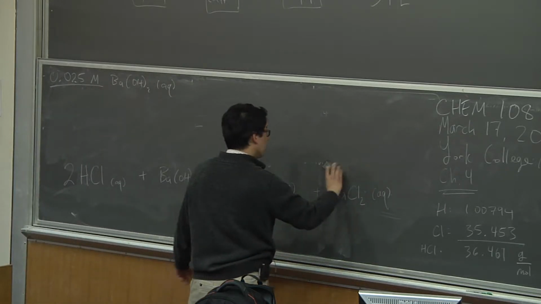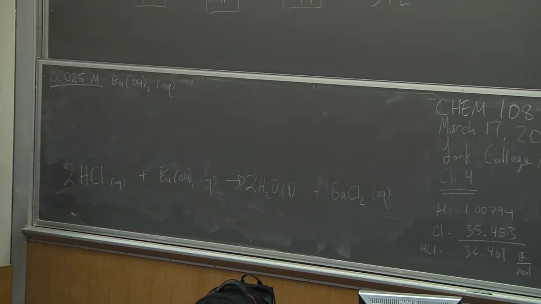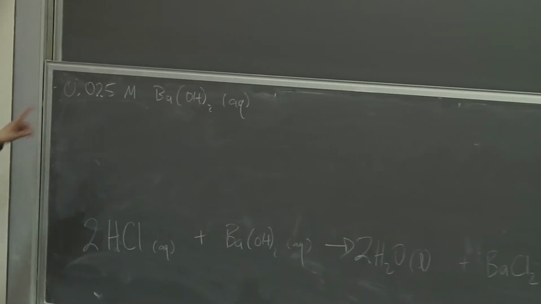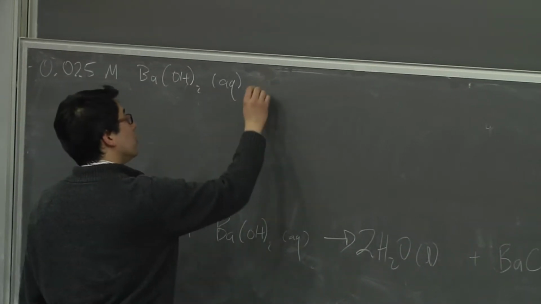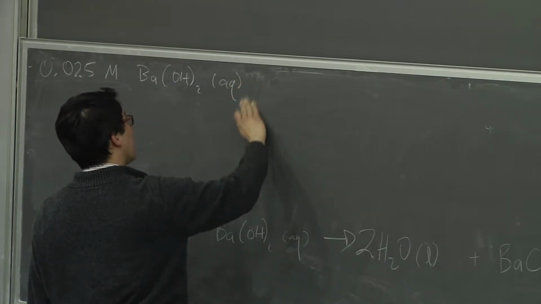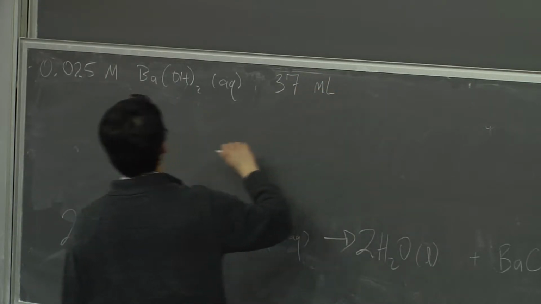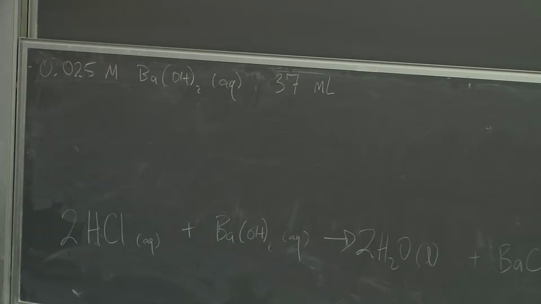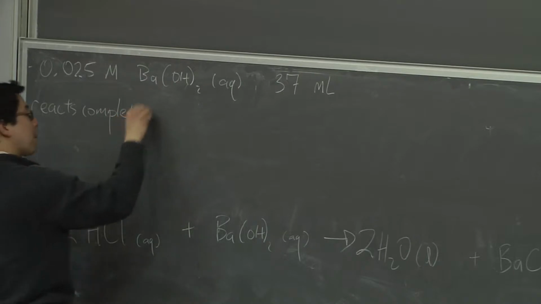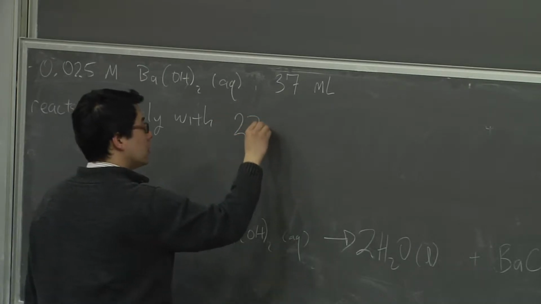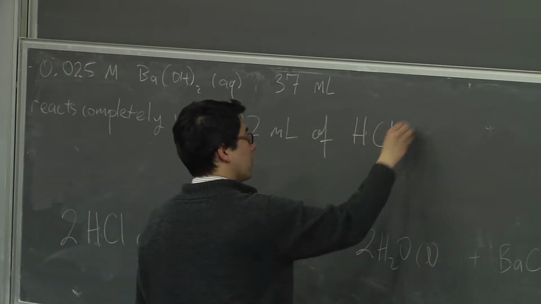Let's keep the same equation here, and let's change the problem a little bit. So now we have the same solution of BaOH2, and we are reacting, and we have 37 milliliters of it. Okay, so we have 37 milliliters of 0.025 molar BaOH2, which reacts completely with 22 milliliters of HCl, aqueous.